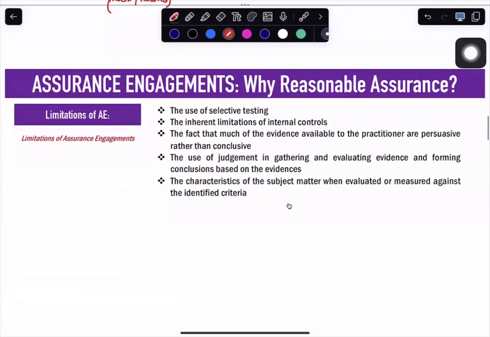Let's proceed to the concept of why we only need a reasonable assurance. So, we said earlier that we do not provide an absolute assurance. We only provide for a high or moderate level of assurance, but we cannot provide for absolute. That is because of the limitations of assurance engagements. Now, let's look into the limitations. First, that is the use of selective testing, meaning we cannot test all, we can only test some, therefore, we cannot provide 100%. Next, inherent limitations of internal controls.